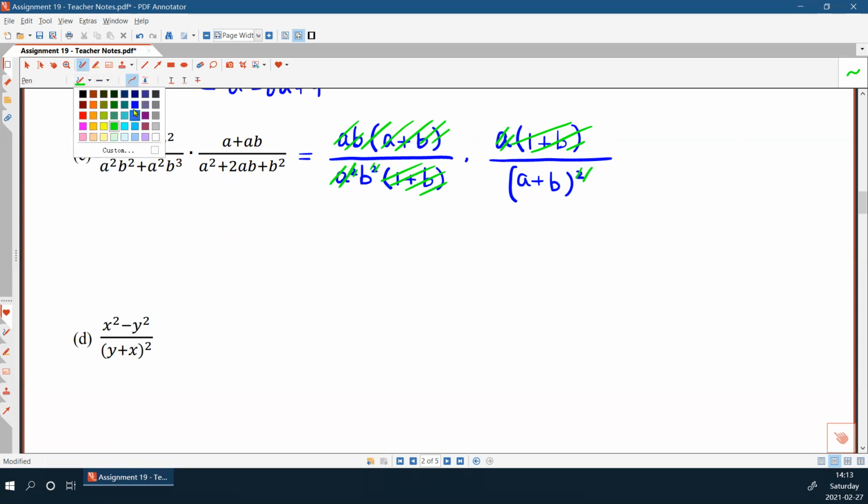So the final result is there is only a 1 in the numerator, and b times (a plus b) in the denominator. So this is our final result. Okay, did you get it? Anything? Any questions? No? All right. Let's see the next one.